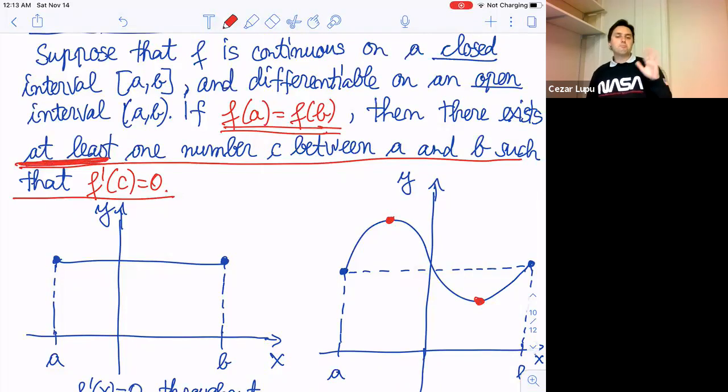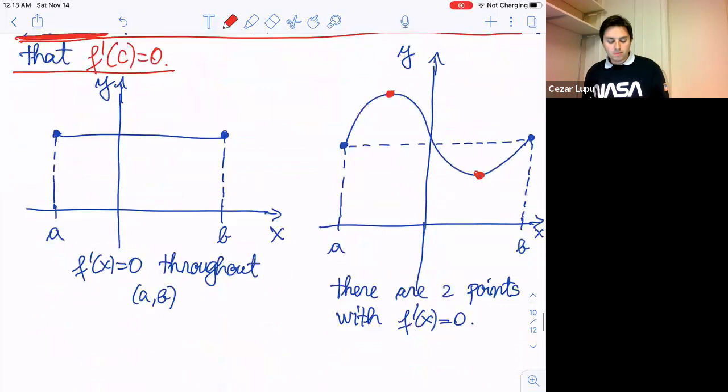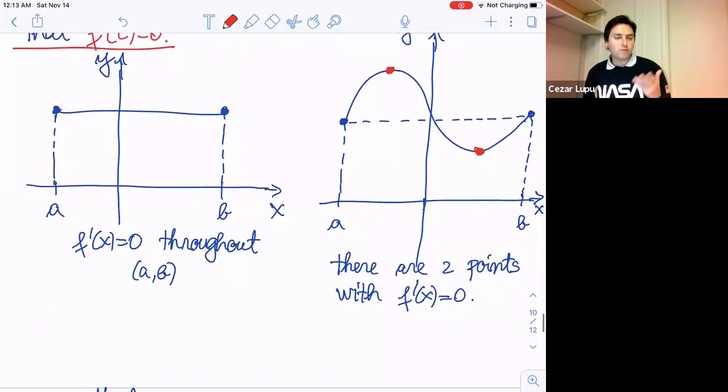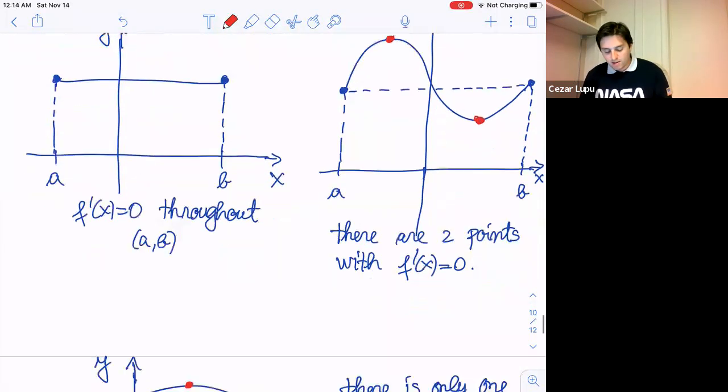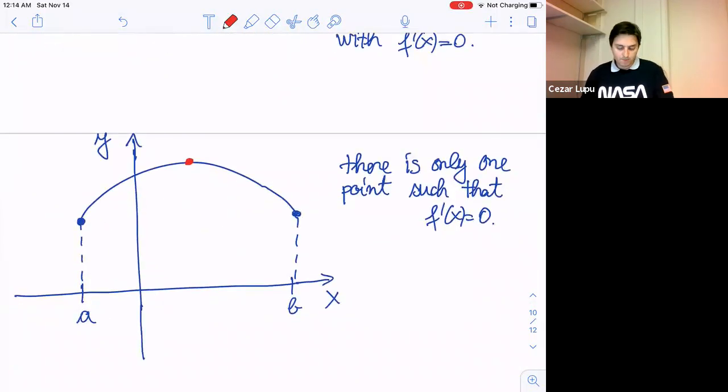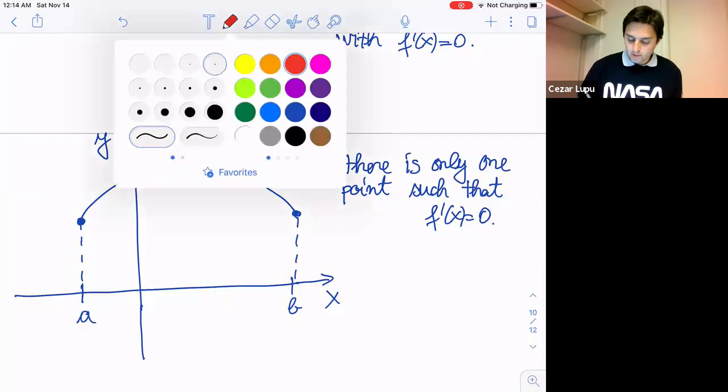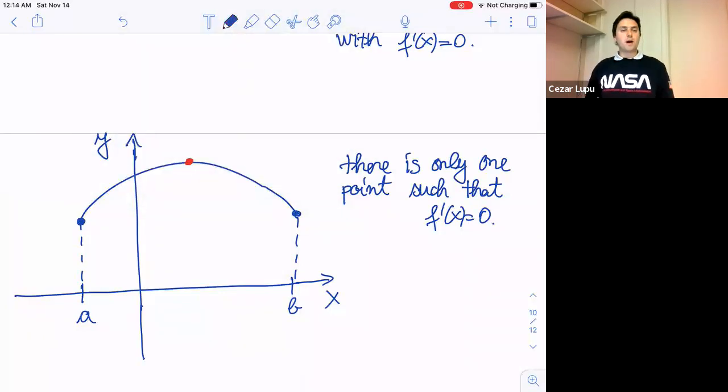So at least one. If you look at this, in the first picture, all the points x satisfy f prime of x equals 0. In the second scenario, there are two of them. Indeed, there are more than just one, so at least one. And in the third scenario, there's exactly one point for which f prime of x equals 0. All right, so this is what Rolle's theorem is about.